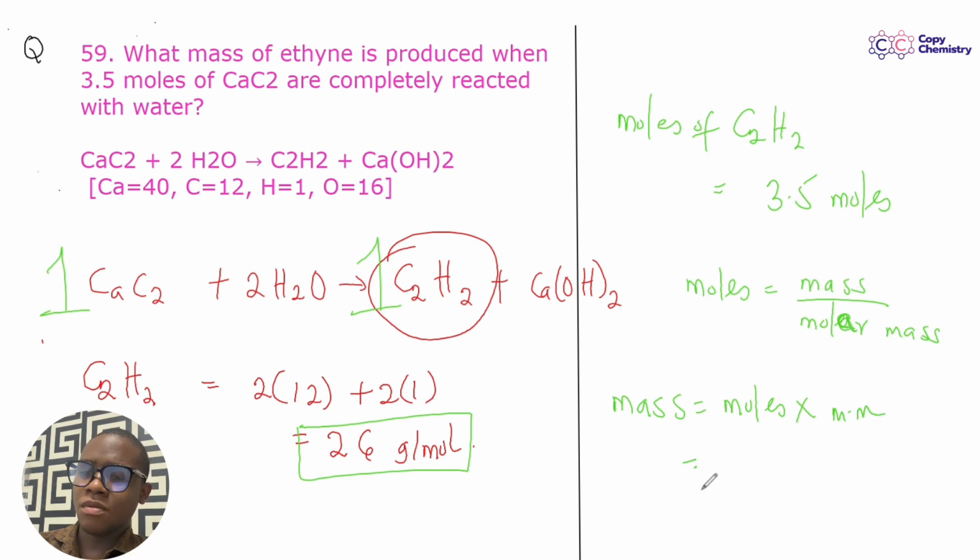And that would be 3.5 multiplied by 26, which is just, what is that? What's 3.5 multiplied by 26? That's 91. Okay, 91 grams. That's what it's going to be, and that's our answer as well. That's the mass, and that's all.